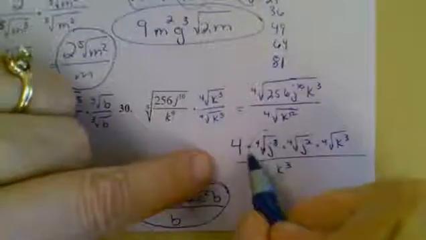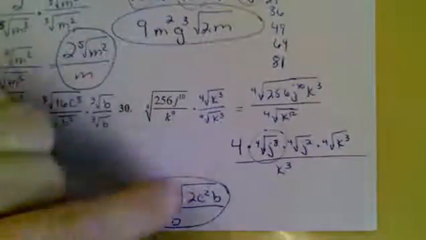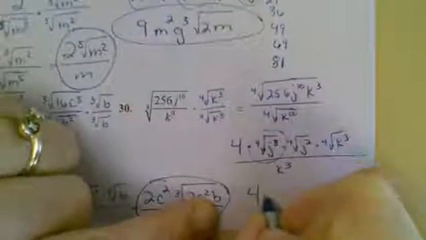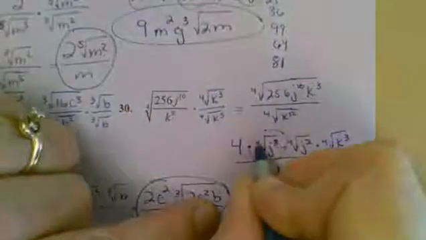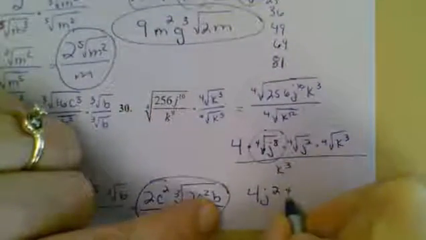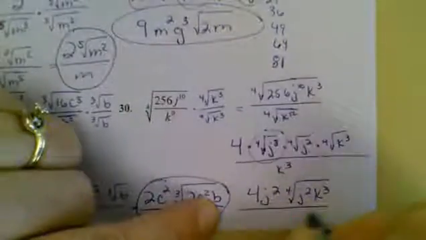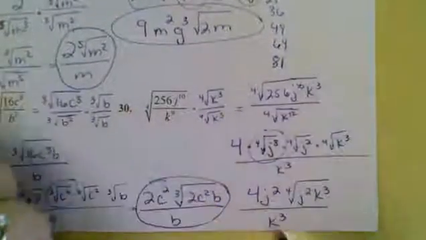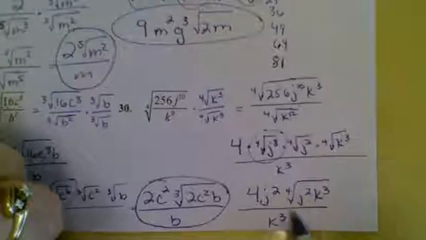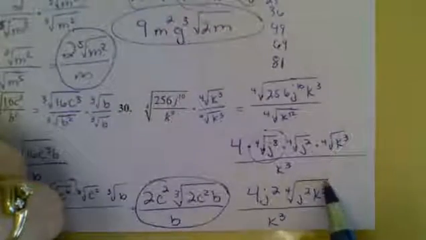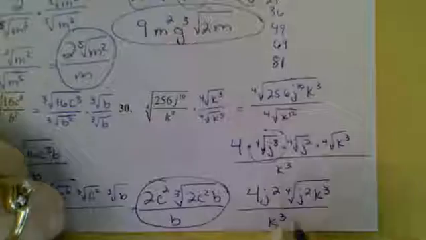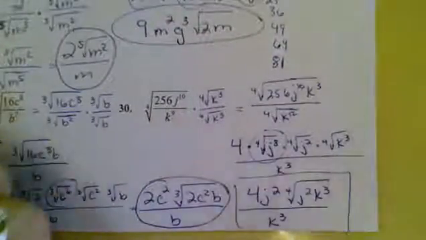So the thing that I can simplify is just that one. So I'm going to have a 4, a j squared, because that's 8 divided by 4, fourth root of j squared k to the 3rd, all over k to the 3rd. Now, these do not simplify, because this one's under a fourth root and this one is not. So that's as much as I can do to simplify that one.